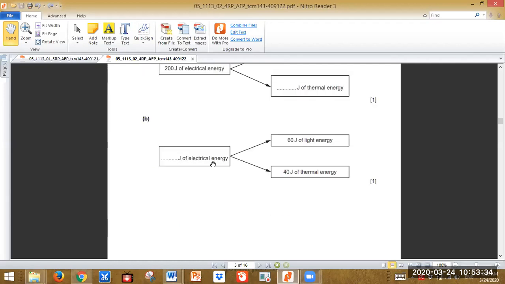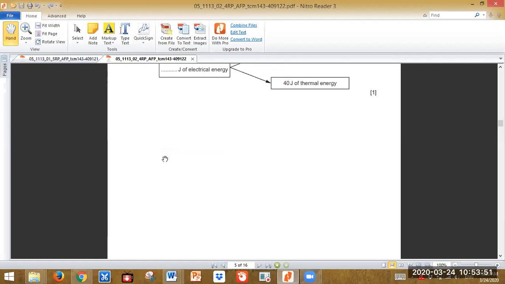One joule of electrical energy gives 60 joules of light energy and 40 joules of thermal energy. So you have to add these amounts to find the main amount. So you will add 60 plus 40, so there will be 100 joules. Okay?